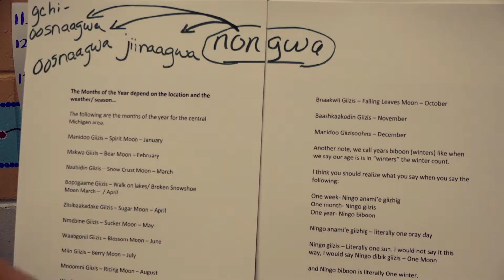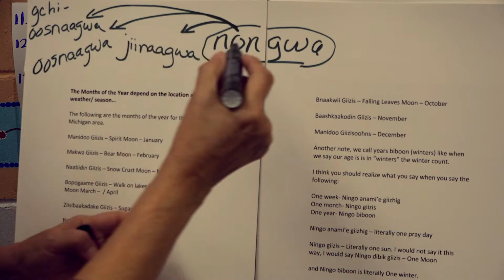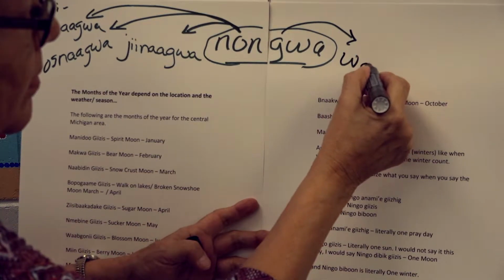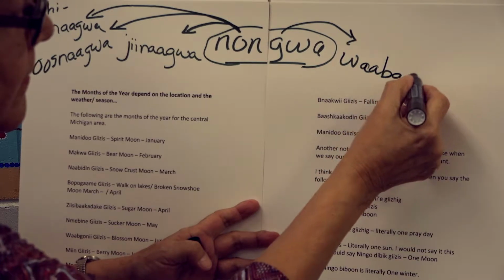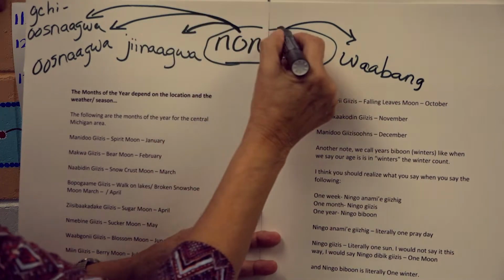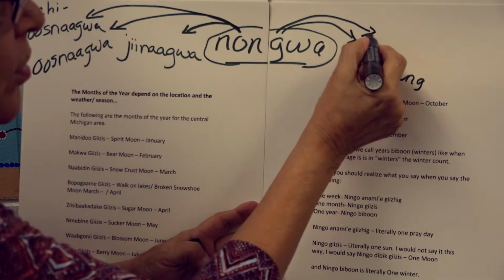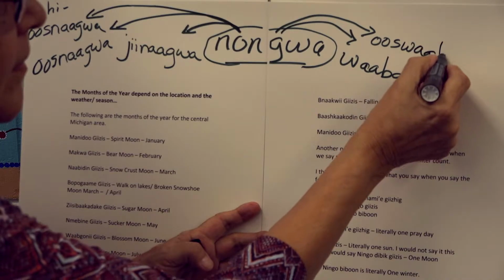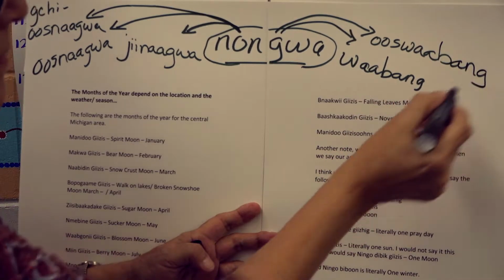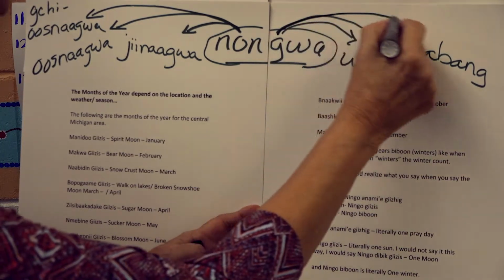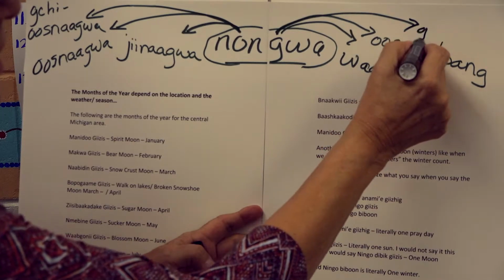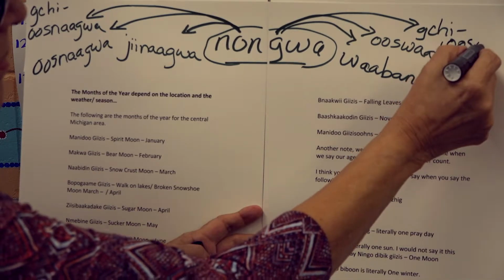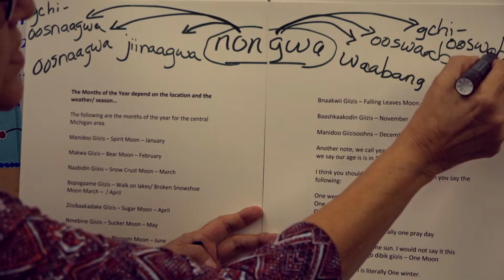Now we go the other way. We're going to go Wabang tomorrow. Wabang. From today, then we go Oswabang. And then we have Chioswabang. Whoops, there's 2 A's there.